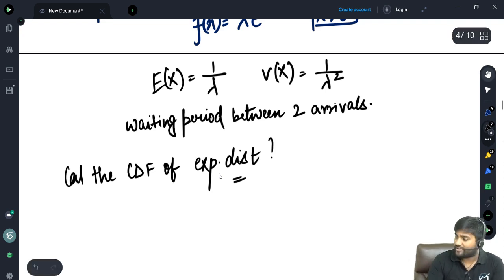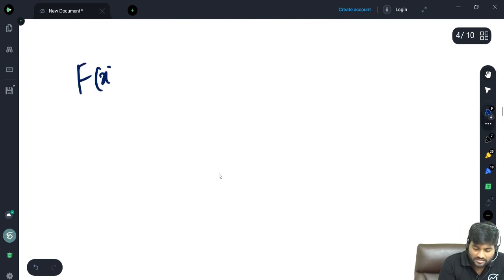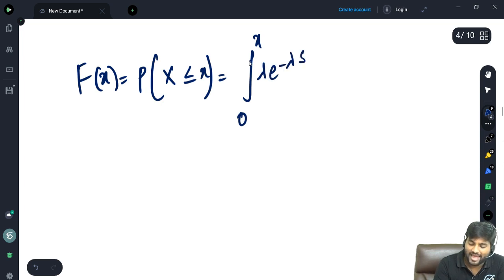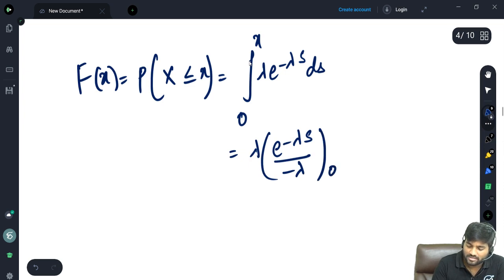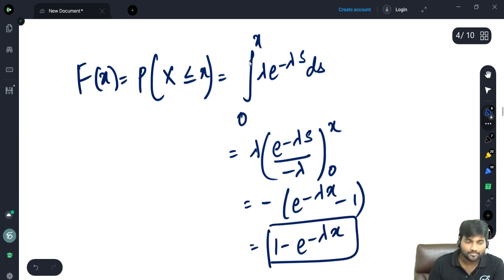How to calculate the CDF of exponential distribution? Capital Fx is equal to probability capital X is less than or equal to small x, which is the integral from 0 to x of lambda e to the power minus lambda s ds. So lambda e to the power minus lambda s by minus lambda, from 0 to x, gives minus e to the power minus lambda x minus 1. So this is 1 minus e to the power minus lambda x. How many got this answer?